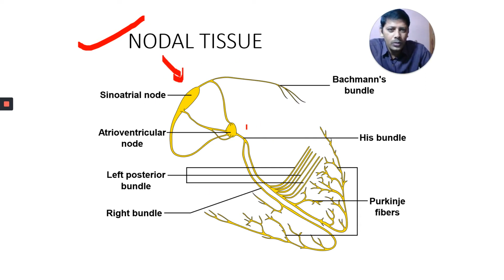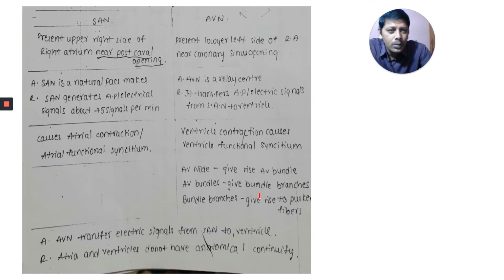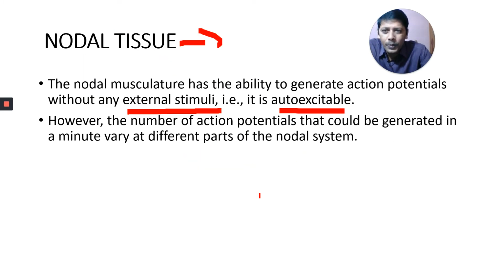This is the nodal tissue. It is distributed in our heart. How is it distributed in our heart? You can see that one here, in various parts of the heart. This yellow color one, you can see this entire yellow color part is the nodal tissue. When we are talking about this one, what is the significance of this nodal tissue? That is our topic here.